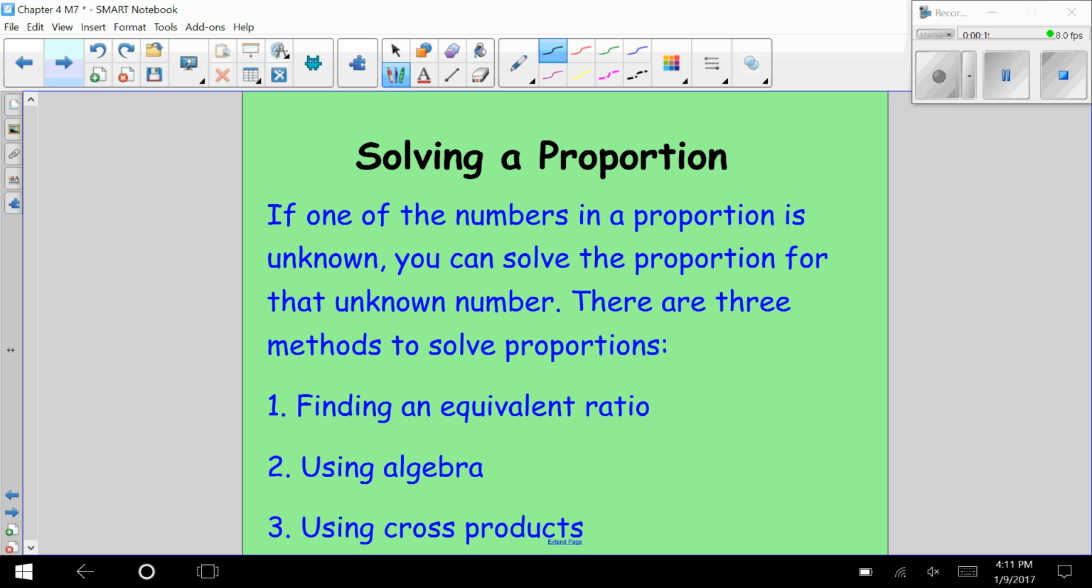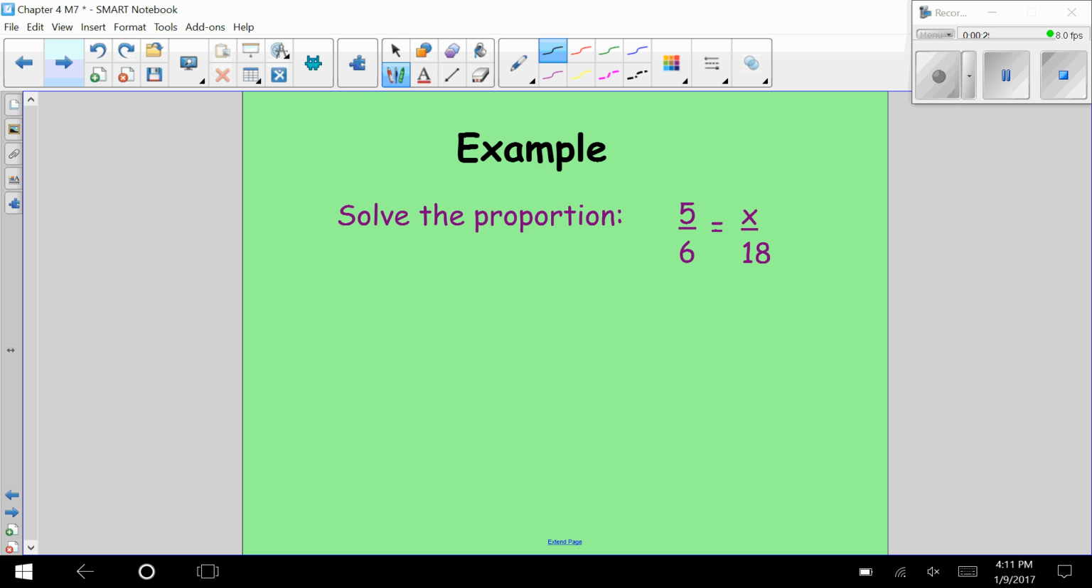First is finding an equivalent ratio, second is algebra, and the third is cross products. I'll show you each of these three ways, and then you get to pick which way you use. Let's start by finding a common denominator. So 5/6 equals x over 18.